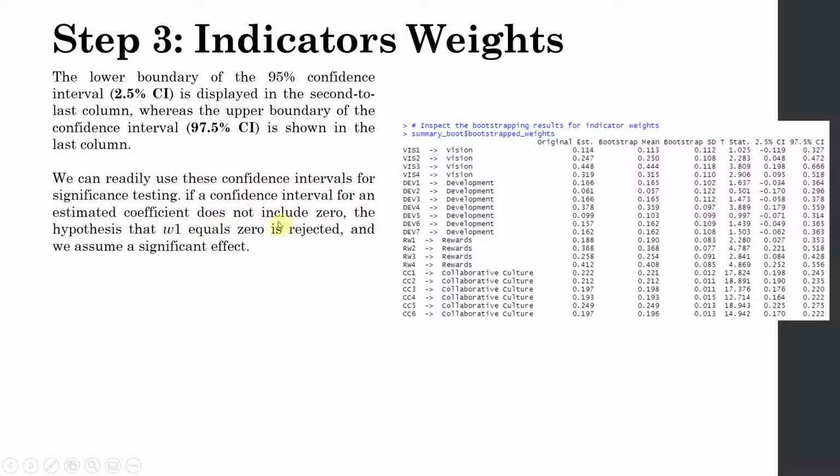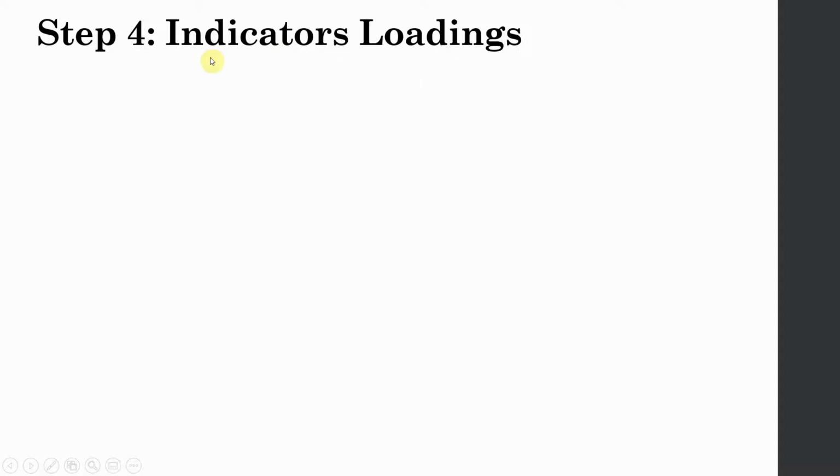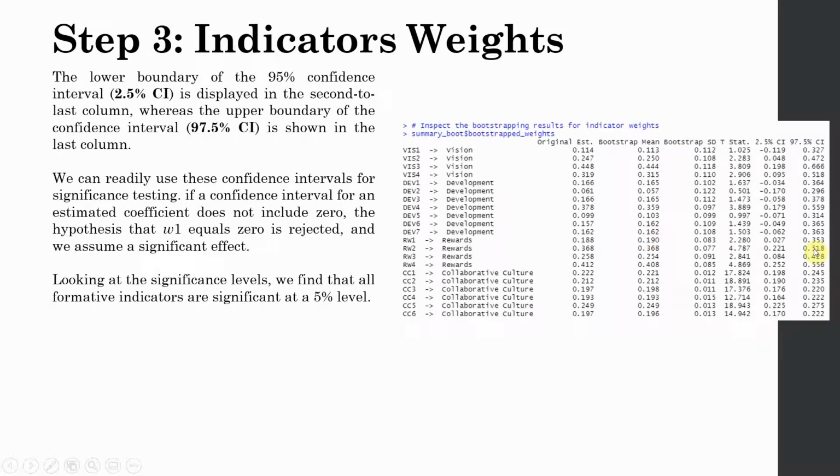Now again, this is the same thing, it does not include a 0, so obviously it is significant. Now if it does include a 0, then obviously there is an insignificant impact of these formative indicators on the construct. Moving on. Now if the weights are insignificant, or even if they are not insignificant, you will have to assess the indicator's loading. But this becomes important if these are insignificant.